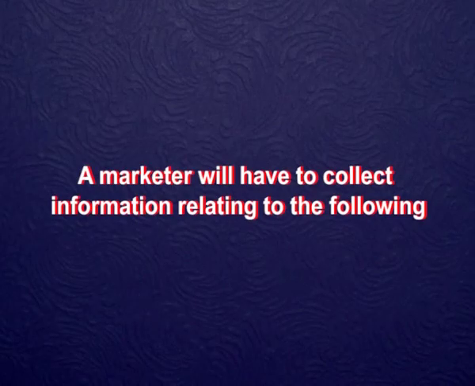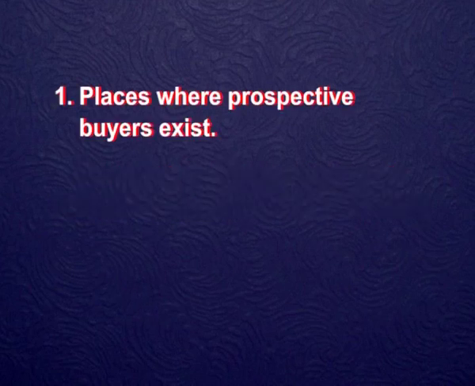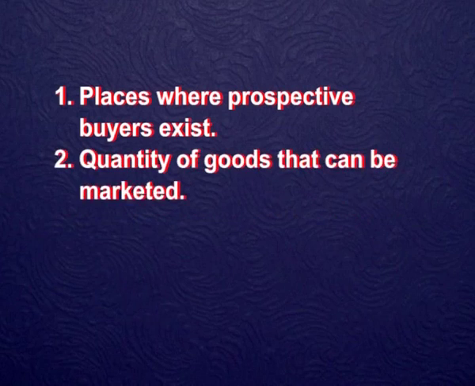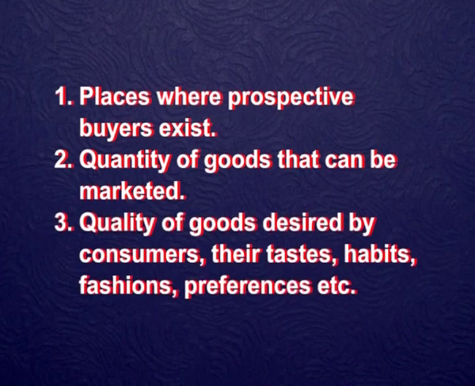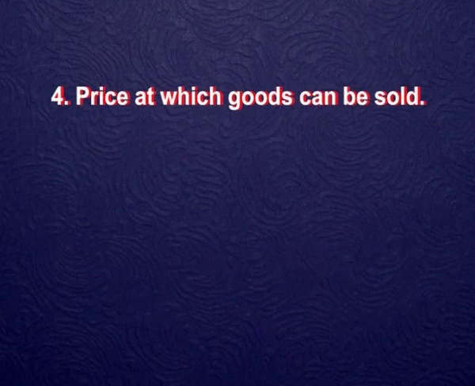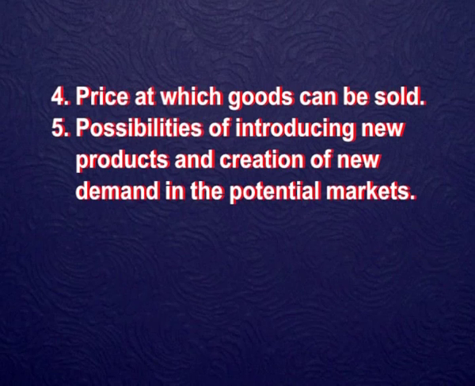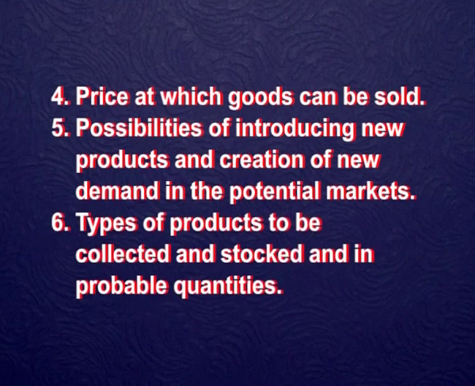A marketer will have to collect information relating to the following. First, places where prospective buyers exist. Second, quantity of goods that can be marketed. Third, quality of goods desired by consumers, their taste, habits, fashion, preferences, etc. Fourth, price at which goods can be sold. Fifth, possibilities of introducing new products and creation of new demand in the potential markets. Sixth, type of products to be collected and stocked and in probable quantities.